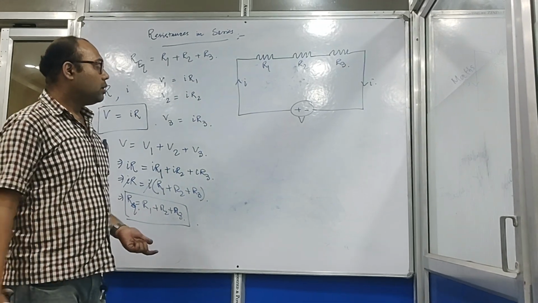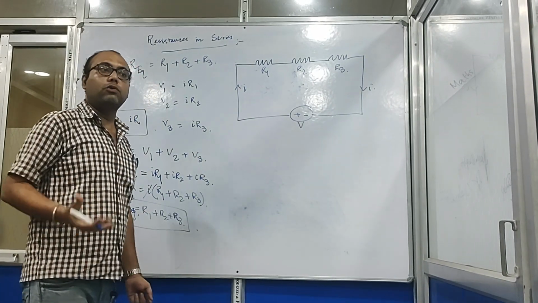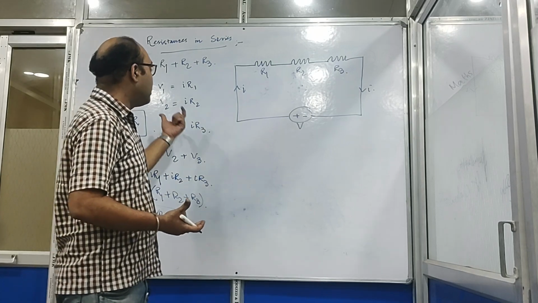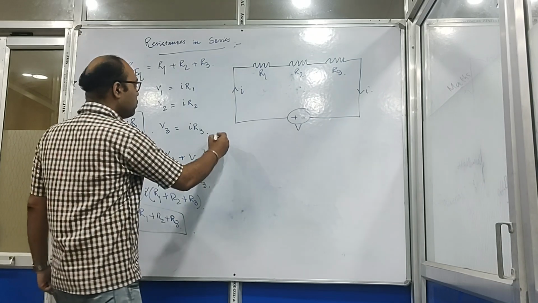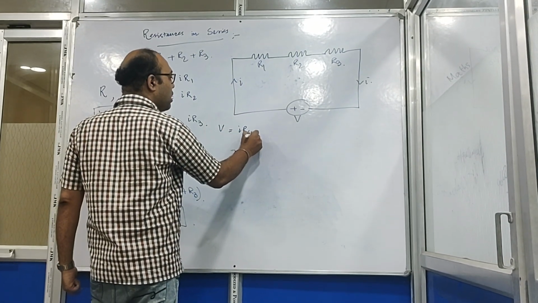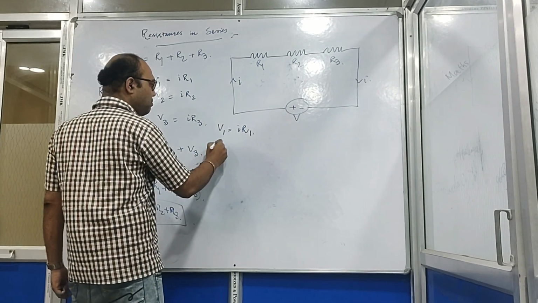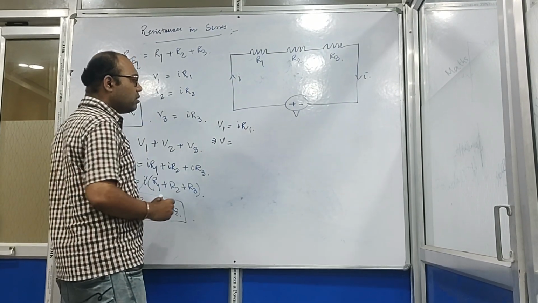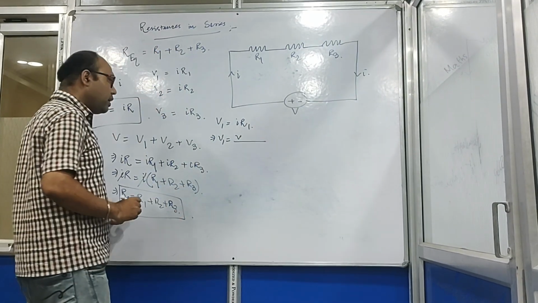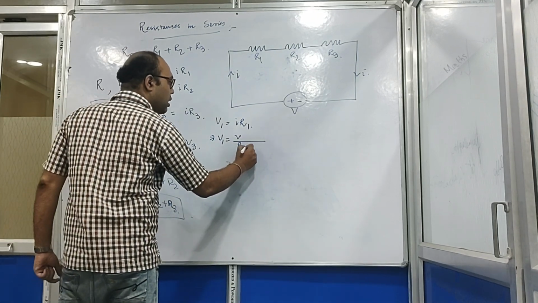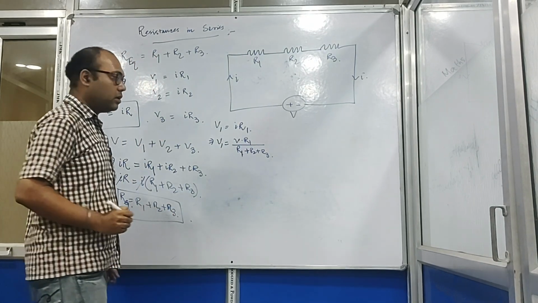Now, along with it, let us see the voltage divider rule. The name itself suggests that voltage is getting divided in a series circuit across each resistance or each appliance. So here, V1 is equal to I into R1. Now, what is I? I is the total voltage divided by the equivalent resistance. What is the equivalent resistance? R1 plus R2 plus R3. So V1 equals V into R1 divided by R1 plus R2 plus R3.